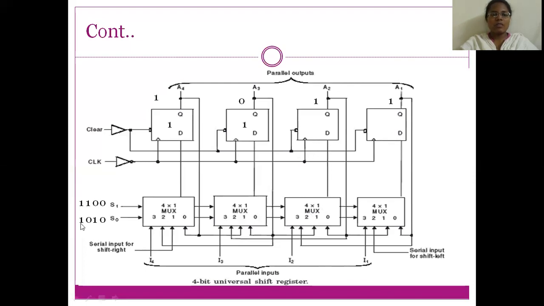If we go with 1 1, then it will be a parallel load. So 1 1 means the inputs I4, I3, I2, I1 go in parallel to the outputs and are stored in the respective D flip-flops, and we will be getting the outputs as A4, A3, A2, A1. So this is all about the universal shift register and registers.